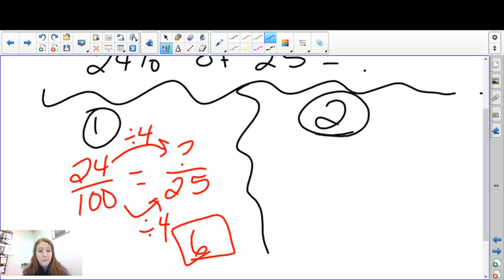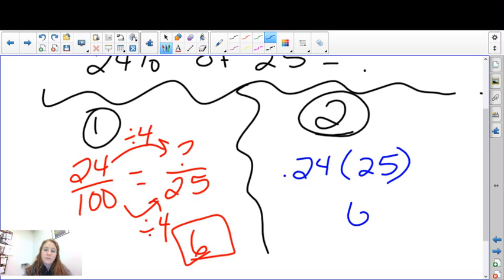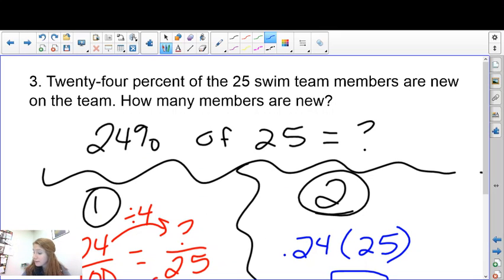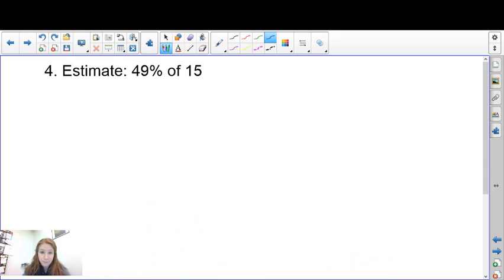I'll use blue for method 2. Method 2 says 24%, so 0.24 of means multiply 25, and it should give me 6. So that one should be letter A, 6.